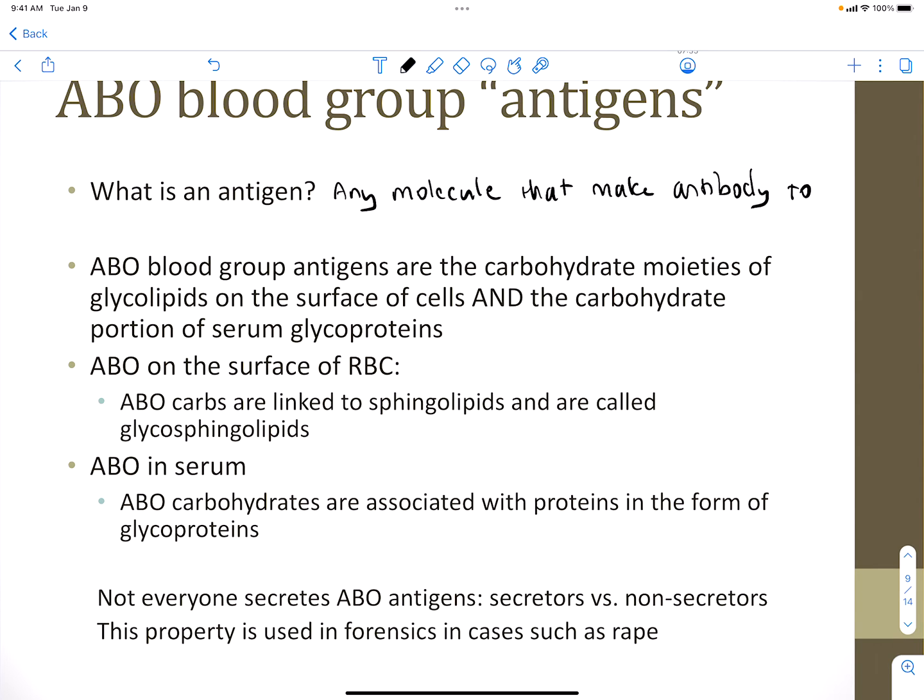Your ABO in the serum, meaning it's not attached to the cell but is free floating in your blood, are carbohydrates associated with proteins in the form of glycoproteins. Just remember that ABO is referring to the sugars. The sugars are in a certain conformation attached to lipids on the surface of a red blood cell, or the same ABO sugars are floating in the blood attached to proteins. It's important to note that not everybody secretes the ABO antigens or sugars. So you have secretors versus non-secretors, and this can also be used in forensics.